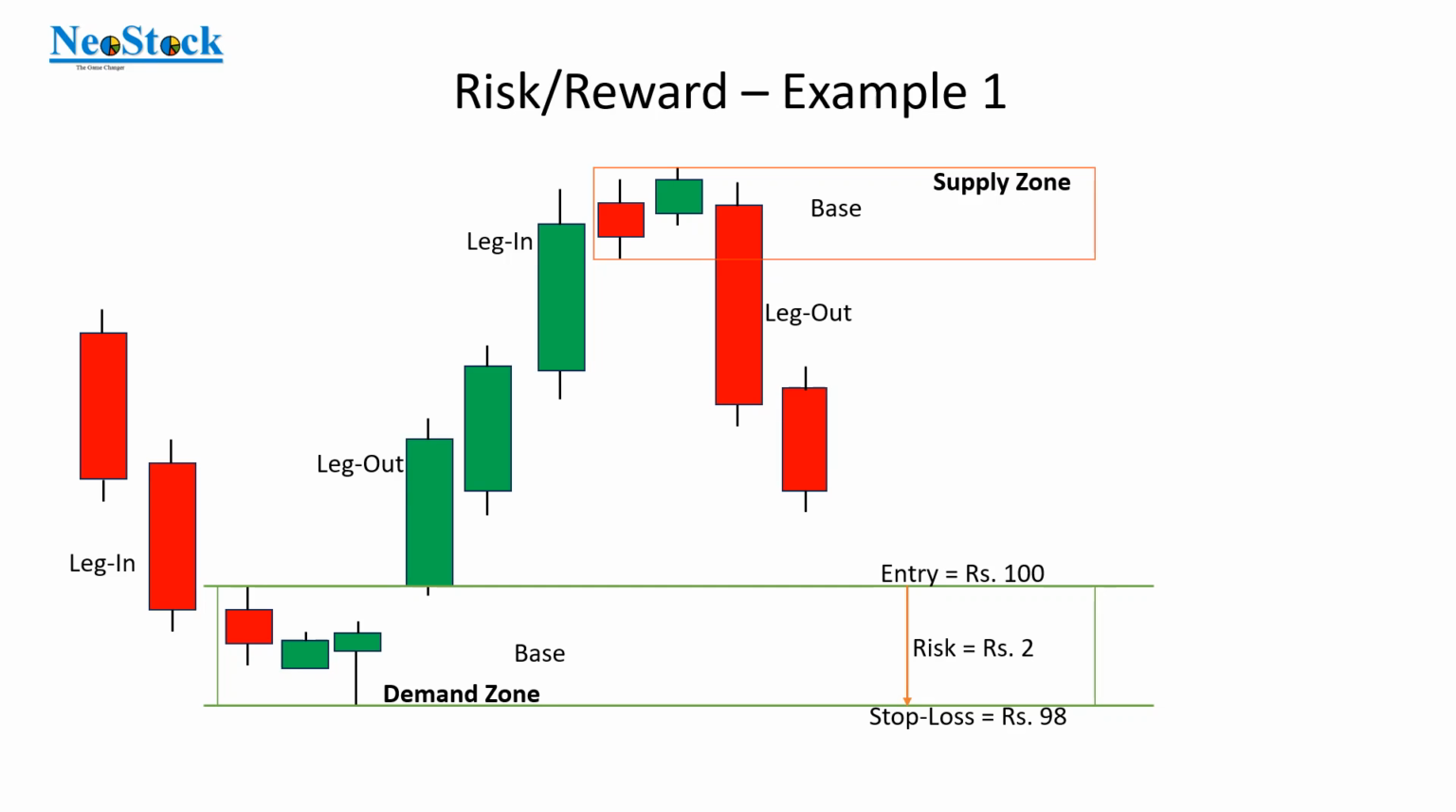Okay, if our trade is in our favor, then what is our reward? So you have to calculate your reward based on the target. What is your target? That is the proximal line of the supply zone. Always method 1 proximal line of the supply zone. So this is your target. Let us say the target value is rupees 106. So now what is our reward? Reward is the difference of target and entry. That is 106 minus 100. That is rupees 6 is your reward. So reward equals rupees 6.